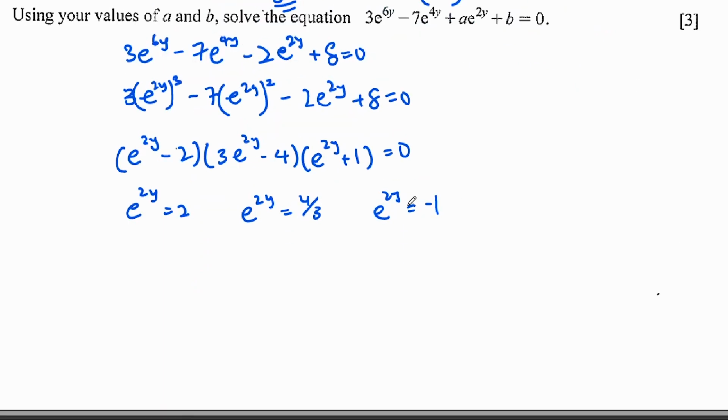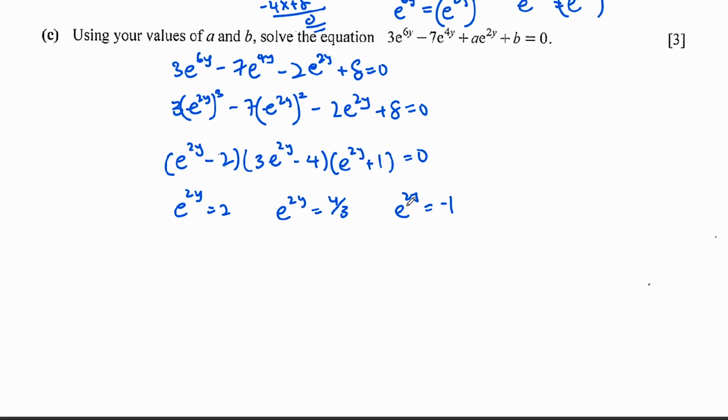And okay, so since we know that the exponential term cannot be negative, right? So e power something must always be positive. So this will be rejected. Okay, so there's no real solution for this. And what we need to do is we can just take the natural log on both sides. So we get this one.